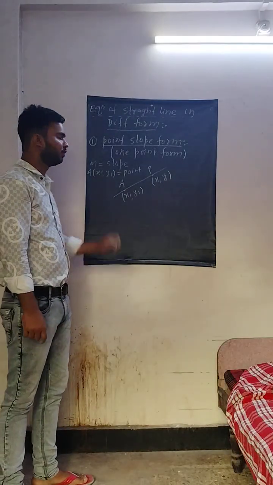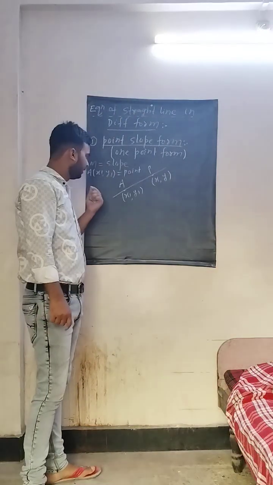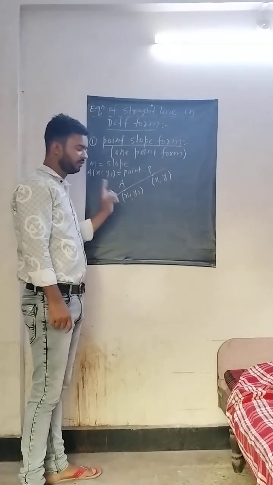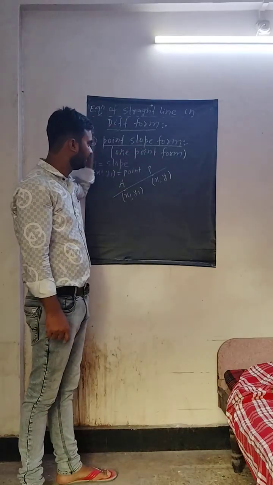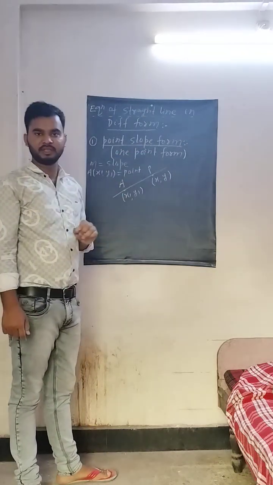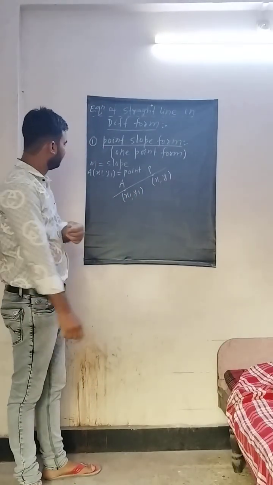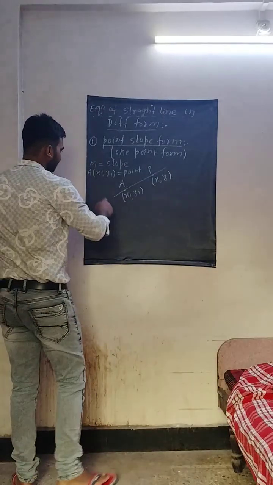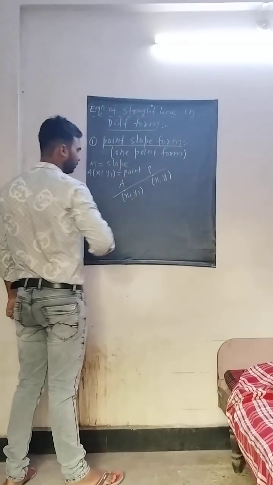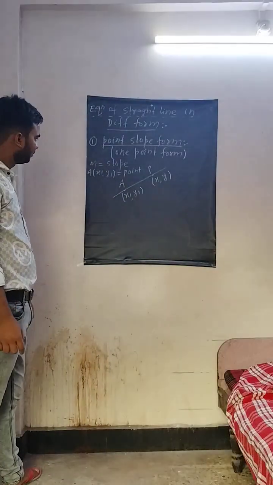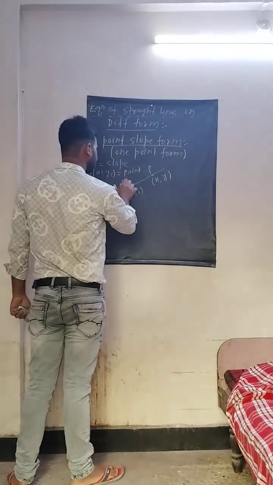So the first form is point slope form. It is also known as one point form. Here we have a straight line passing through (x1, y1), and we can take one point on the line, P(x, y). Here P(x, y) is a variable point, not a fixed point. Okay, so here m is the slope and (x1, y1) is the point passing through the line.